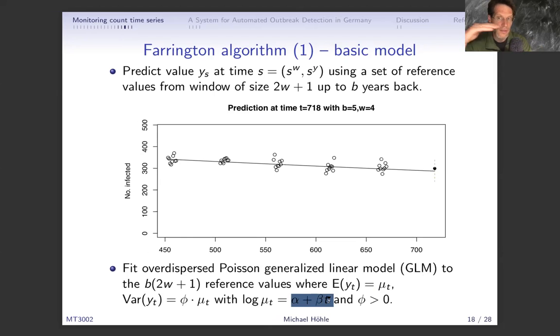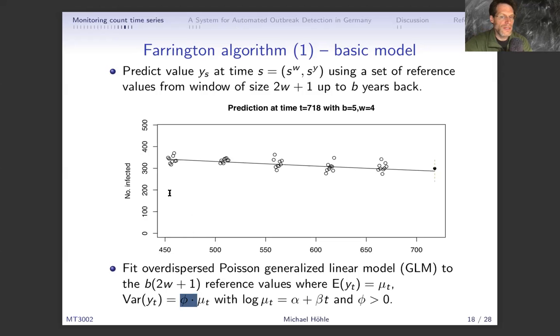It's not just an intercept, which would mean they all have a common value, but there's also a trend, beta times t. So this takes into account that things can go up or go down over time. The variance of y of t would be equal to mu of t if you have a simple Poisson model, but in order to allow for additional variance, there's this over-dispersed version where you say it's going to be phi times mu of t, and likely phi is going to be bigger than 1, but it could also be smaller than 1.